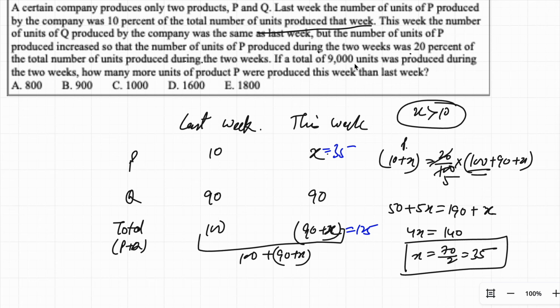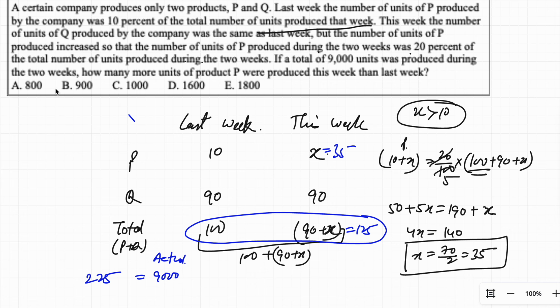The question also says that a total of 9,000 units was produced during the last 2 weeks. That means according to us, what we have as 225 units is actually equal to 9,000 units in actuality. The question is how many more units of P were produced this week than last week. What is the differential of P here? 35 minus 10, because P produced 25 additional units than last week. If 225 is equal to 9,000, then 25 will be equal to how much? That is what our question is.